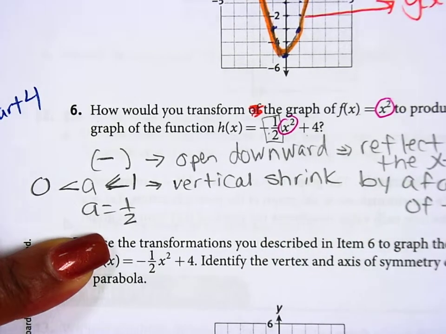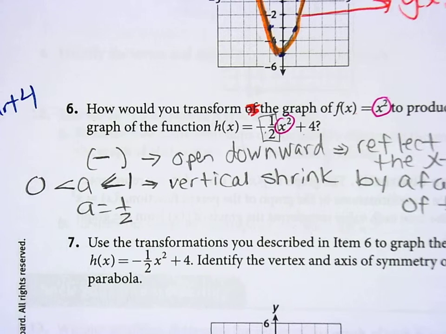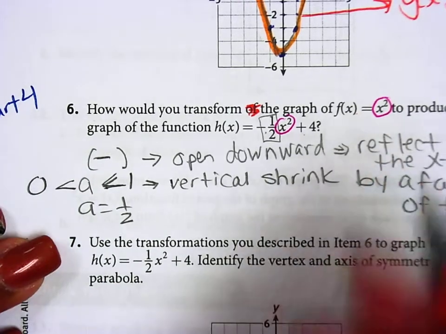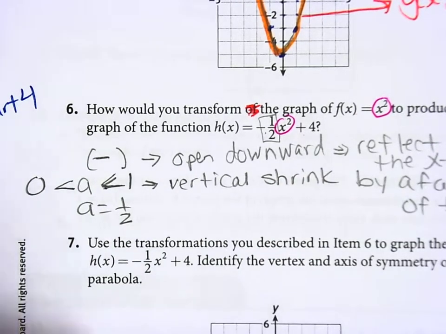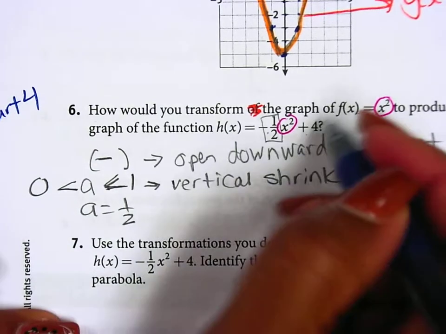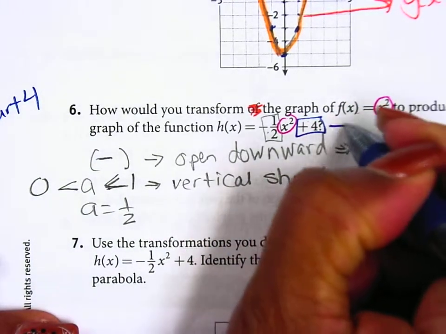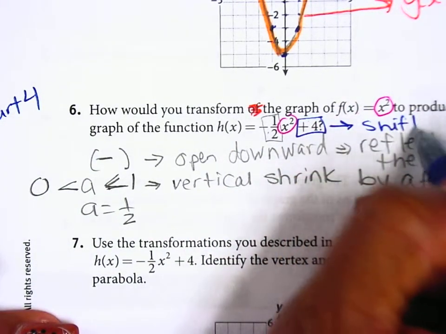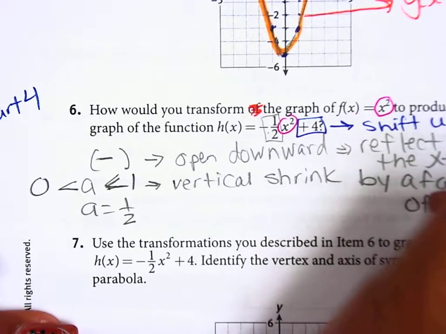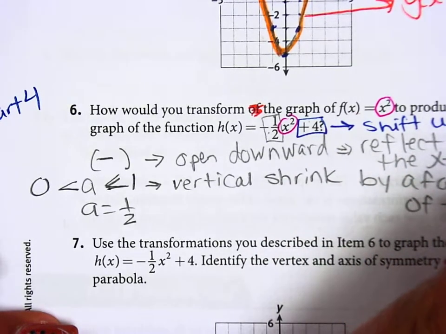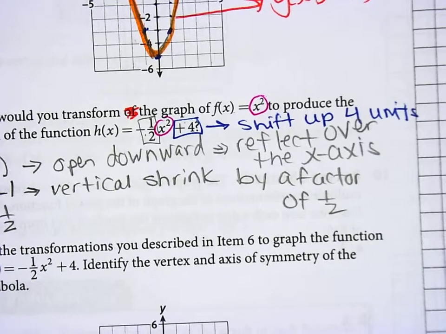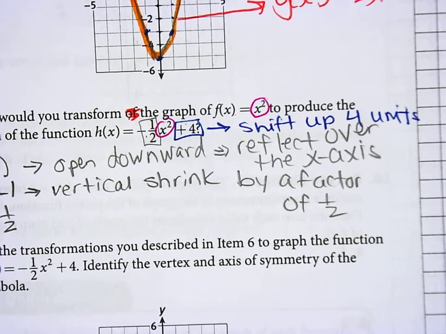Okay, we have all that. Then we have here the lovely plus 4. The plus 4 tells us it's going to shift up 4 units.